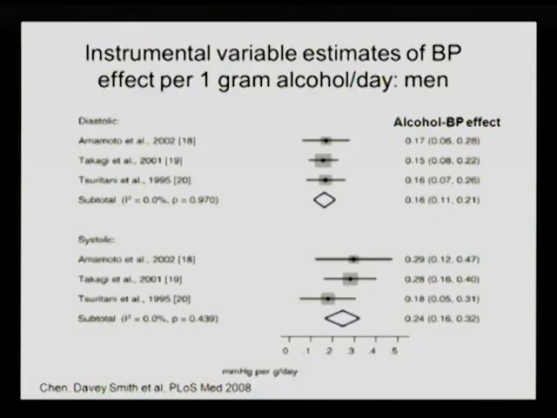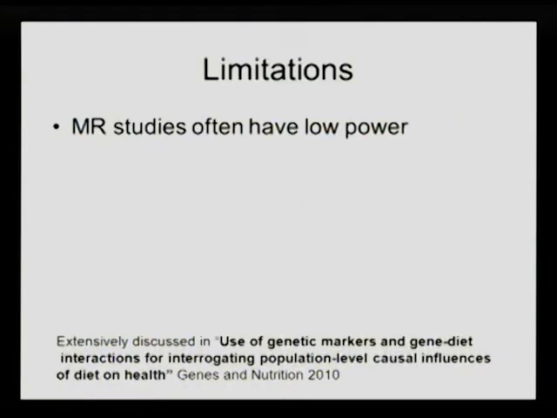So this is the difference in blood pressure per 1 gram of alcohol per day. And we calculated this based on the effect of the gene on alcohol intake and then the effect of the gene on blood pressure. So you can do this with Mendelian randomization. Okay, so hopefully I've illustrated that Mendelian randomization can be useful and how you might use it.